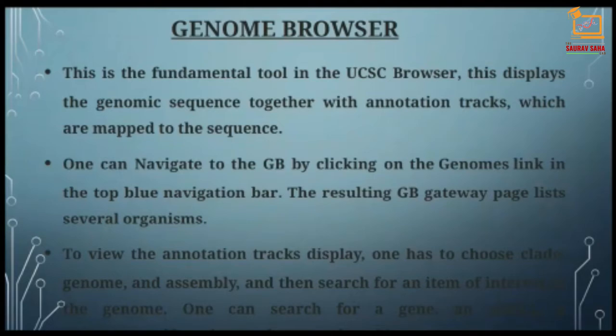Let's move further to the most fundamental tool of the UCSC browser, that is the Genome Browser. This browser displays the genomic sequence together with annotation tracks which are mapped to the sequence. One can choose the Genome link in the top blue navigation bar which displays a list of several organisms. To view the annotation track display, choose the genome, assembly and then one can search for the gene, mRNA, chromosome location as per the interest.